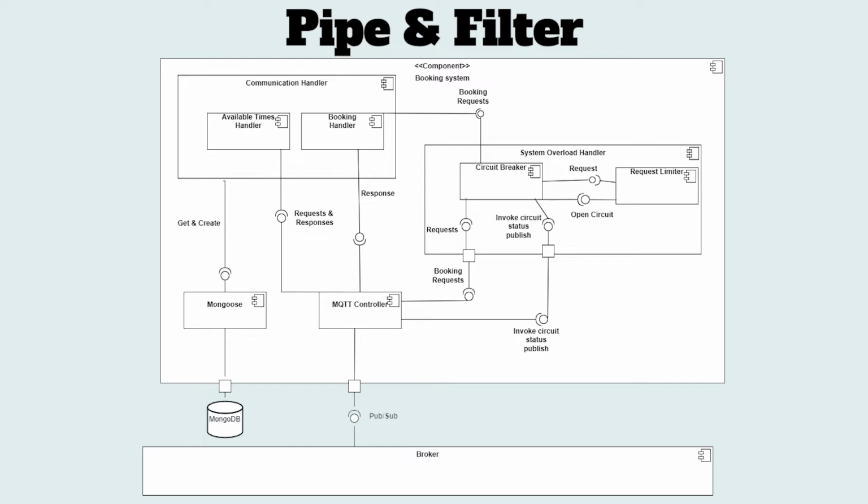Lastly, we use pipe and filter. The pipe and filter architecture was used in combination with the pub sub architecture. We used this design decision to incorporate one-way processing in the system.